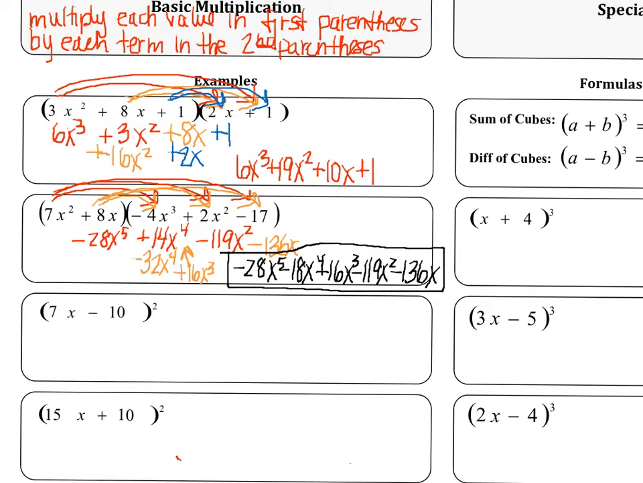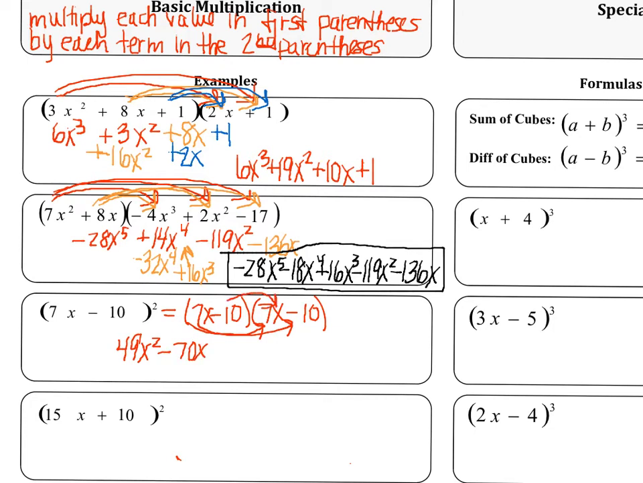So I've got 7x minus 10, the quantity squared. What we have to remember is that that really means 7x minus 10 times 7x minus 10. And then we just use FOIL, just like we've done before. FOIL is just giving everything in the first to everything in the second set of parentheses. So 7x times 7x is 49x squared. 7x times negative 10 is minus 70x.